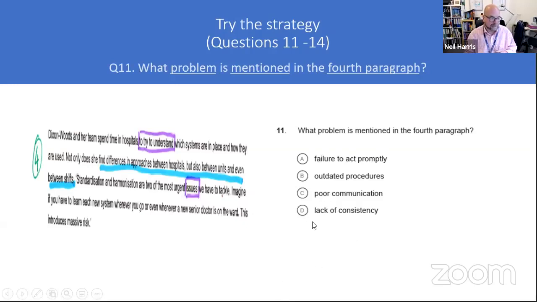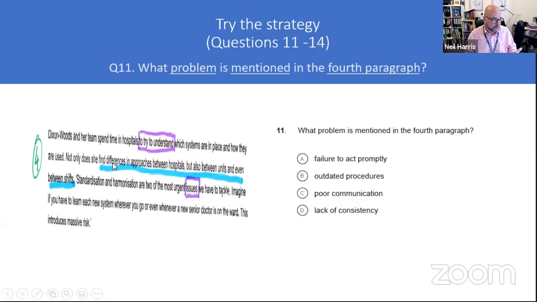Now, let's look at C and D then. We seem to have already decided that A and B don't fit. So I'm going to begin this time with C, the idea that most of you didn't go for. Poor communication. Well, communication is about talking to one another. And I think the key here is in that first line where it says, Dixon Woods and her team spend time in hospitals to try to understand which systems are in place and how they are used.